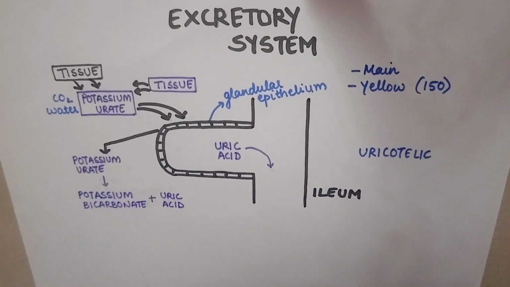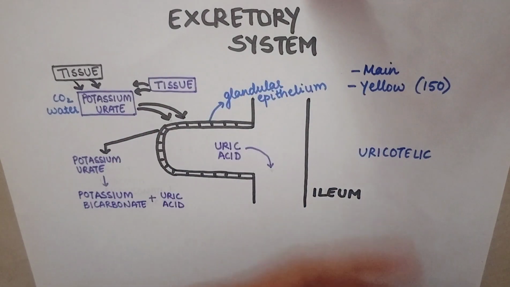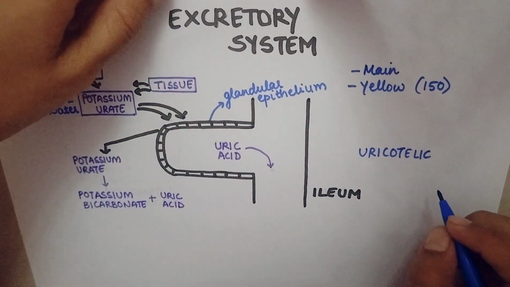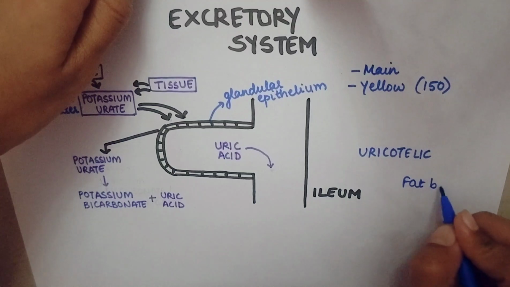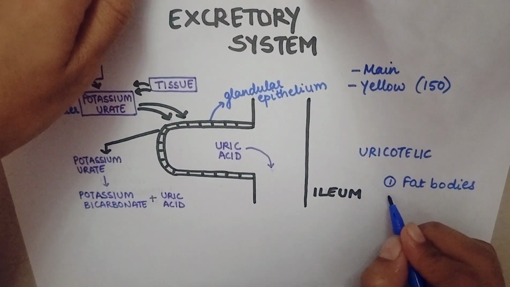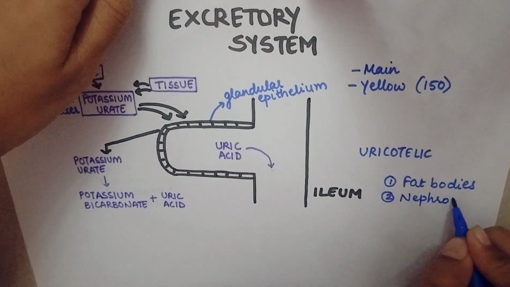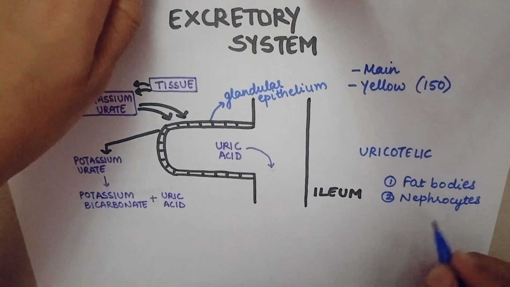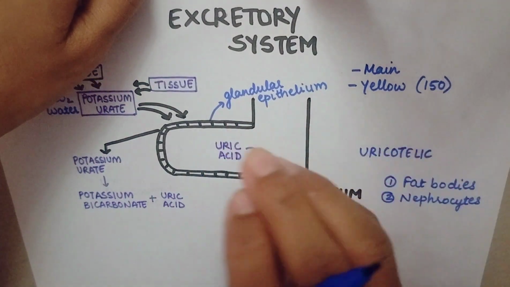Now, the last thing which you need to remember here is that although the Malpighian tubule is the main excretory organ, there are a few accessory excretory organs also. So, what are present? Cockroach also has certain fat bodies which will help the Malpighian tubules. Fat bodies are there. There are certain nephrocytes. Fat bodies and nephrocytes will be present in both male as well as female cockroach.